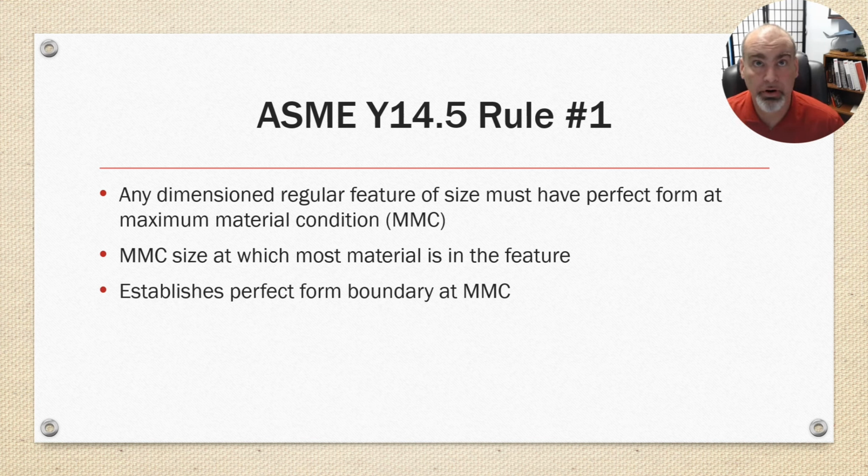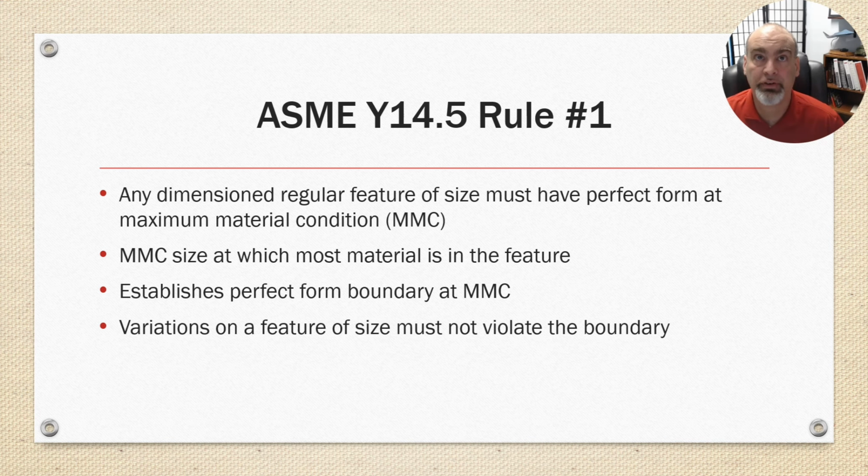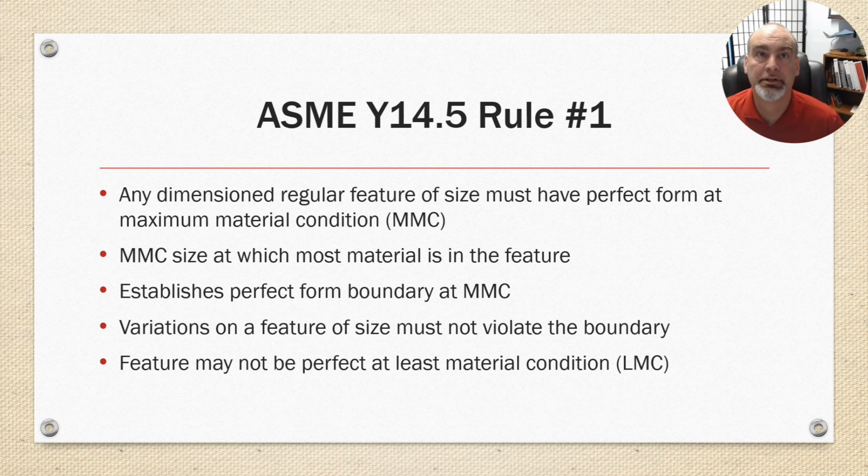It establishes a perfect boundary at MMC. Variations on feature size may not violate that boundary. A feature may not be perfect at least material condition. So that's where the part has the least amount of material on it. Okay, so that's rule number 1.